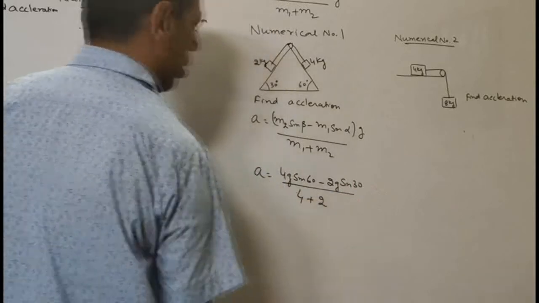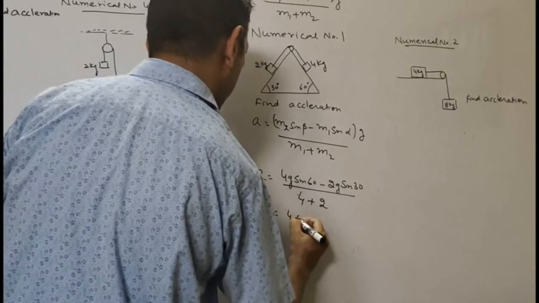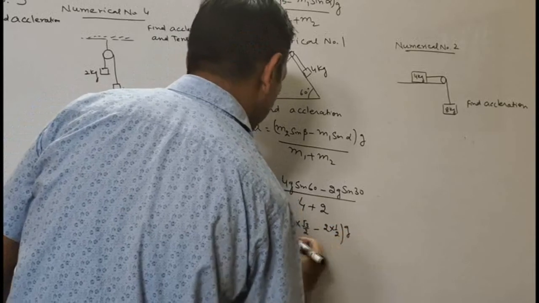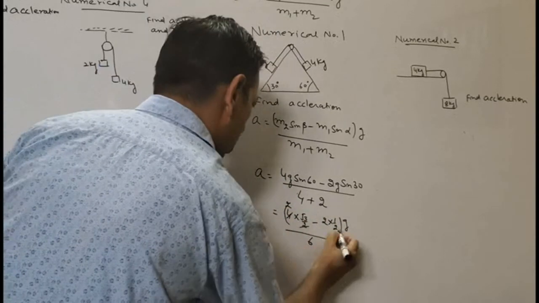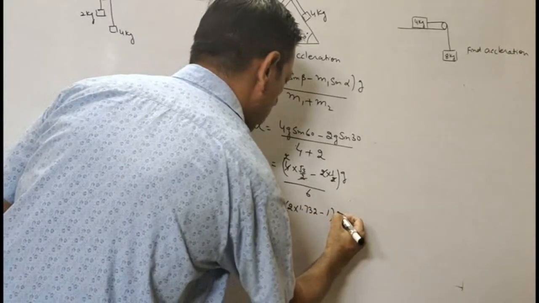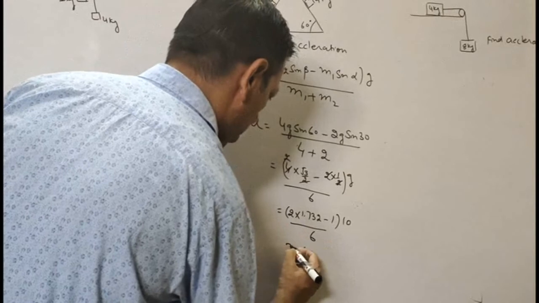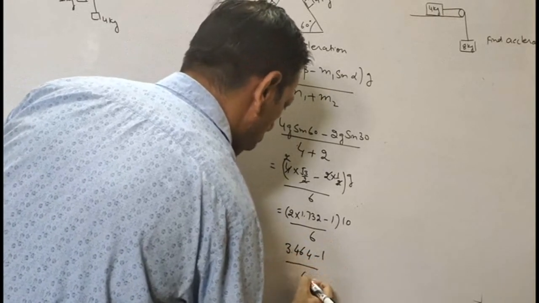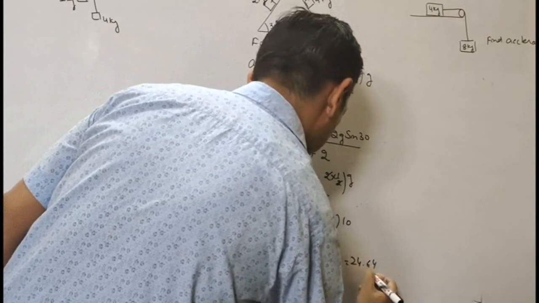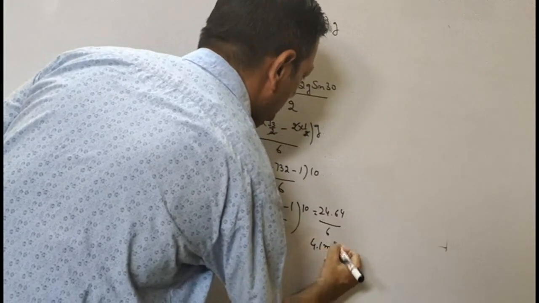divided by 4 plus 2. Sin 60 is root 3 by 2, minus 2 sin 30, which is 1 by 2. g is common, divided by 6. The 2 cancels, this comes out to be (2 into 1.732 minus 1) into g, 10, over 6. Now this comes out to be 3.464 minus 1 over 6 into 10, 24.64 divided by 6. Now the answer comes out to be approximately 4.1 meter per second square.